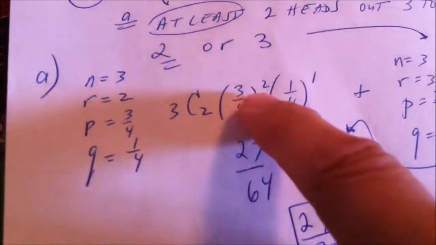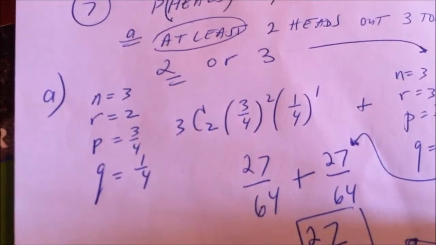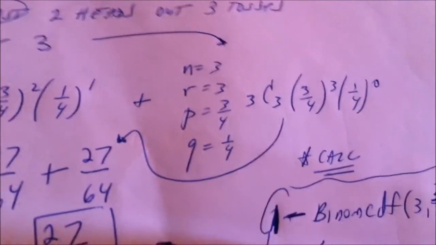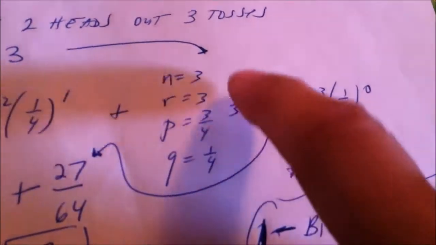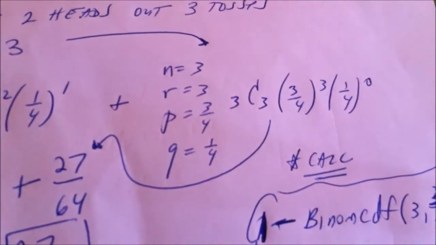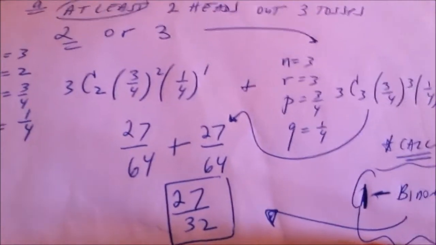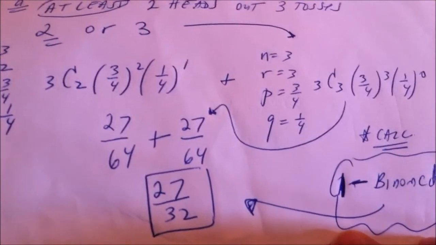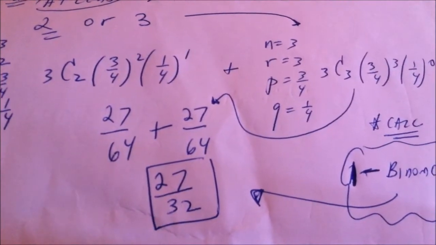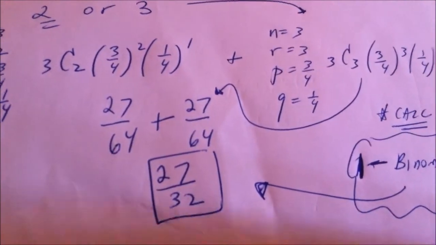Set that up. Again, these two match. Those two exponents match. These two always add up to the total of 3. So that's for case 2. It's 2 or 3, so or in probability means add. And this is for case 3. I'm going to type these into the calculator individually. That will show enough work. The first case gets me 27 over 64. The second case gets me 27 over 64, which is a probability of 27 over 32.